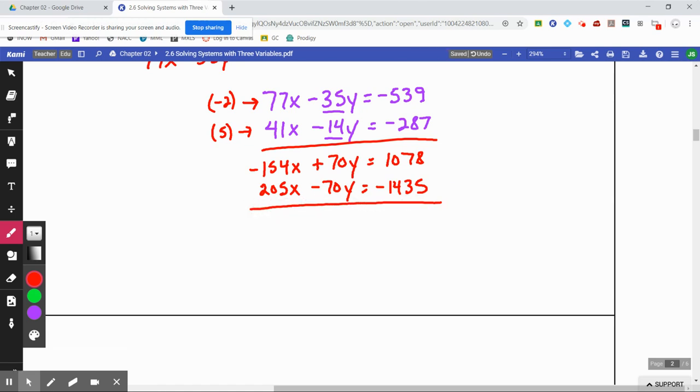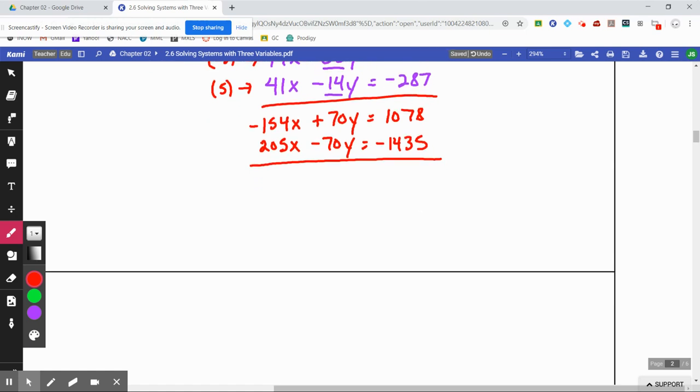Notice that when I add these two equations together, my y's will cancel, and it leaves me with 51x is equal to negative 357. And when I divide by 51, it gives me x is negative 7.